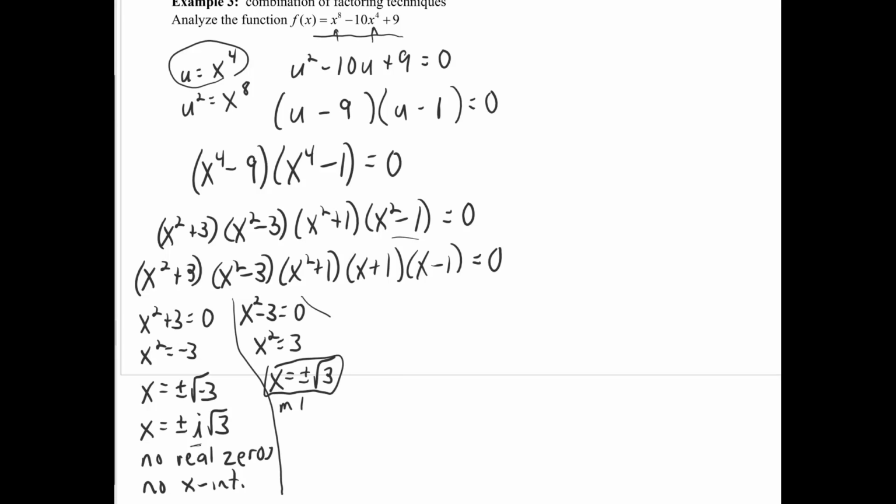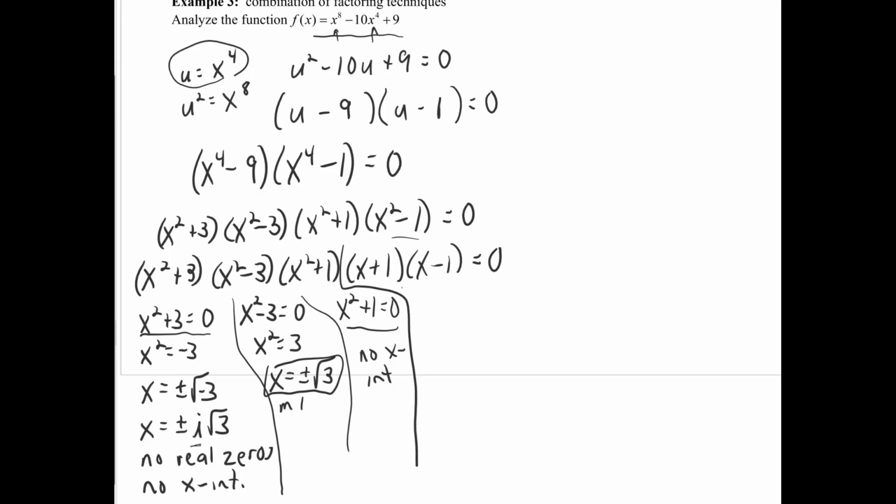Now if we do the same thing here and we continue with x squared plus 1, x squared plus 1 equals 0 is going to have the same problem as x squared plus 3 equals 0. That's not going to give us any real zeros. For the same reason, we would get a plus or minus i times the square root of 1 in this case, but there's no x-intercepts from that one.